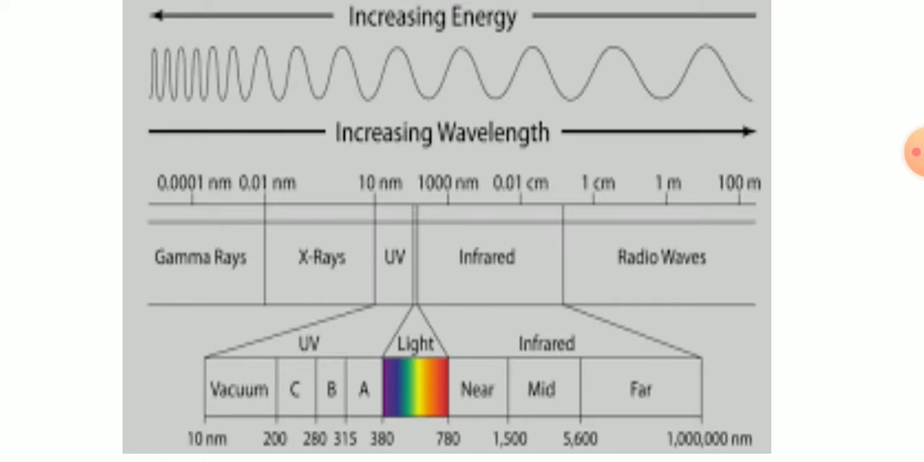And from left to right, wavelength increases but frequency decreases, and energy also decreases. That is, from right to left, energy increases; from left to right, energy decreases. The frequency of gamma rays is maximum and the frequency of radio waves is minimum, while the wavelength of gamma rays is minimum and the wavelength of radio waves is maximum.